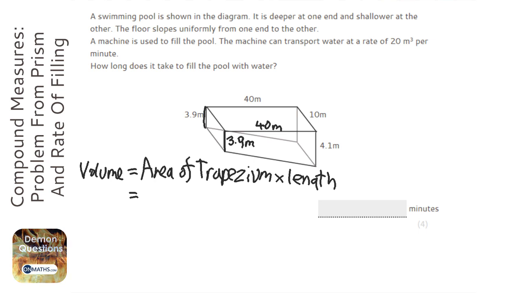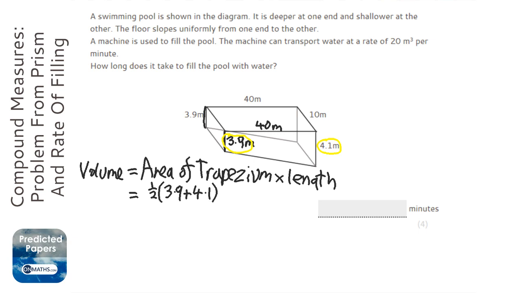Now to work out the area of a trapezium you do half A plus B. Now A and B are the two parallel ones, so that's A and that's B there, and it doesn't matter which way around you put them. So 3.9 plus 4.1, and it's times the height.